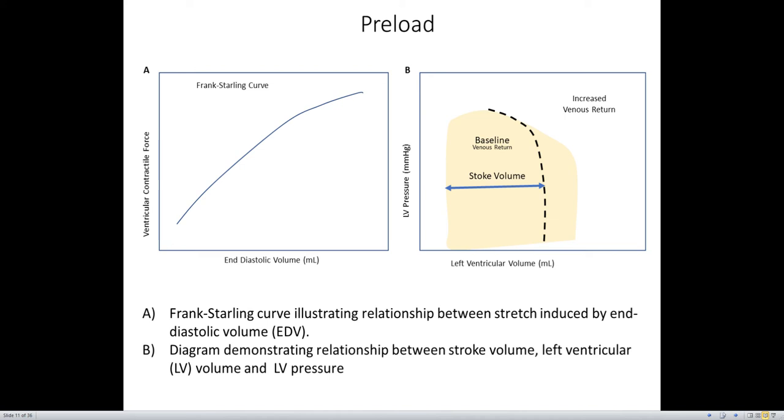So we always want to keep that left ventricular volume, left ventricular pressure optimal so that we're maintaining a good amount of myosin-actin associations without pulling them apart. It's kind of like extending a muscle, if you will.